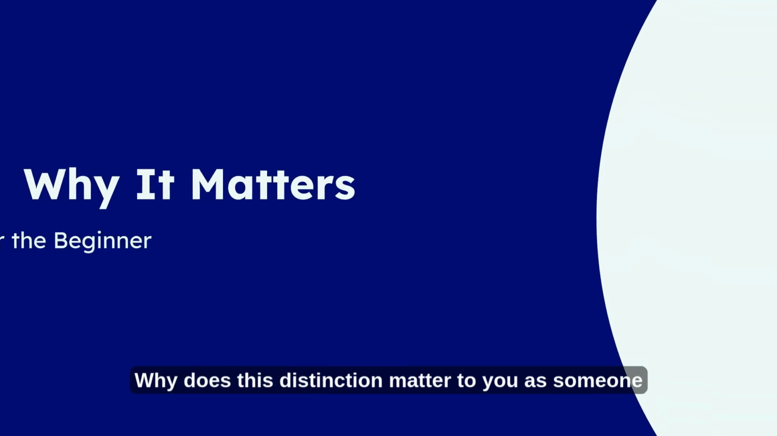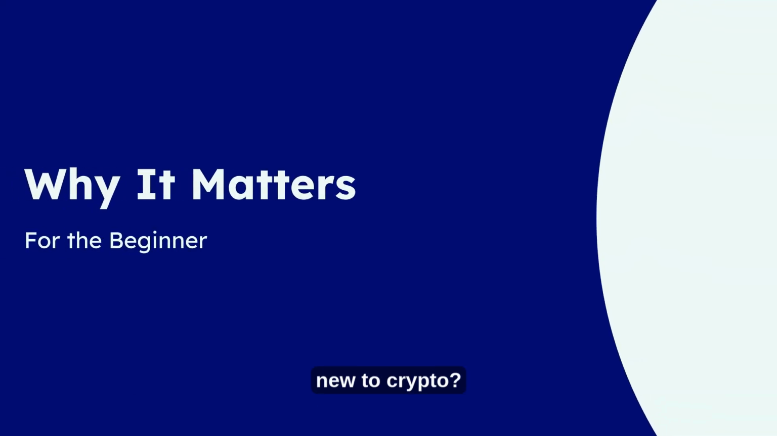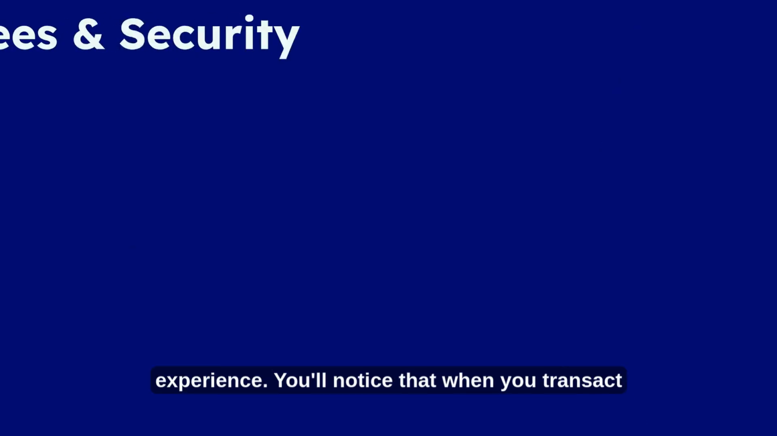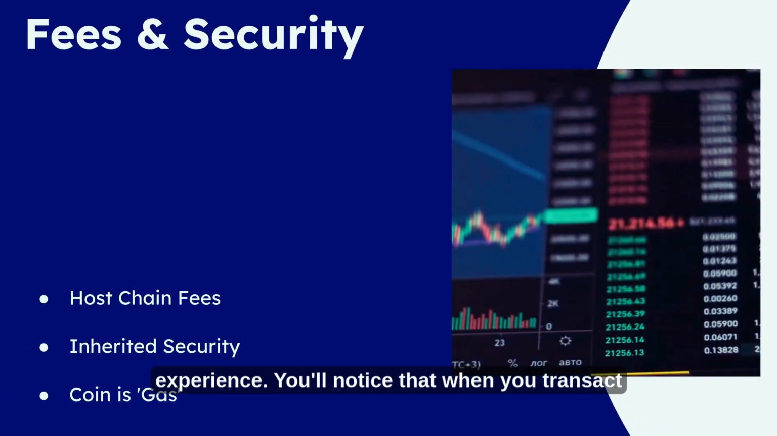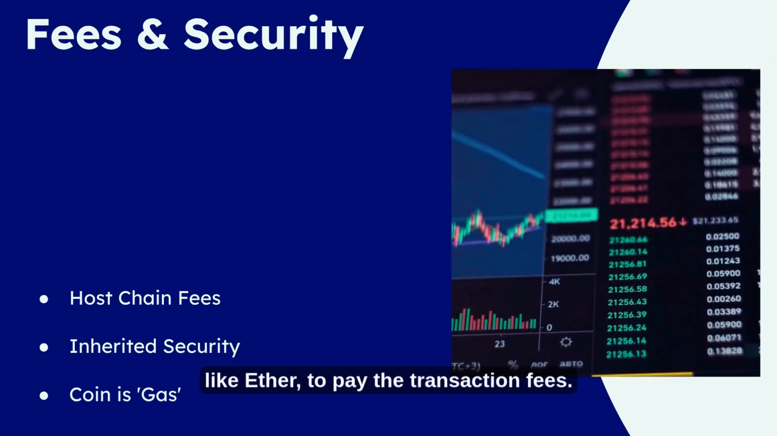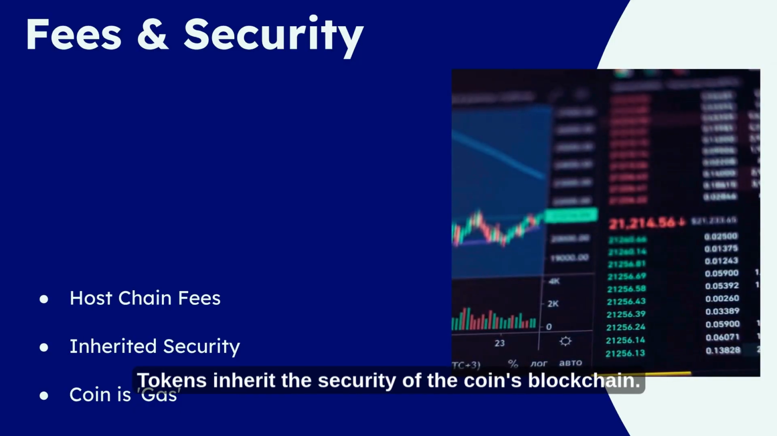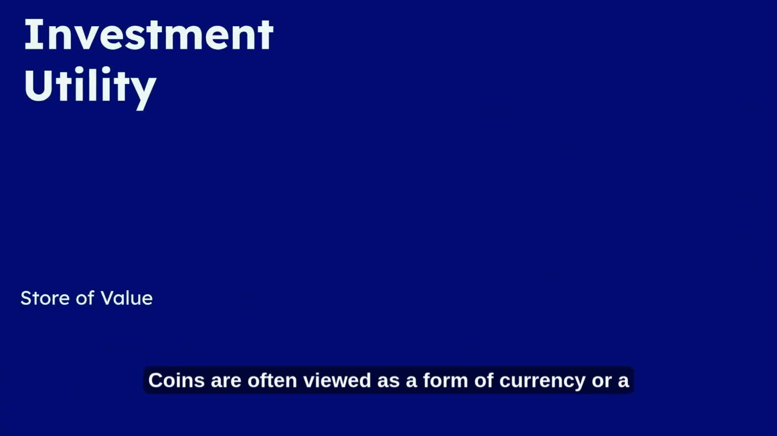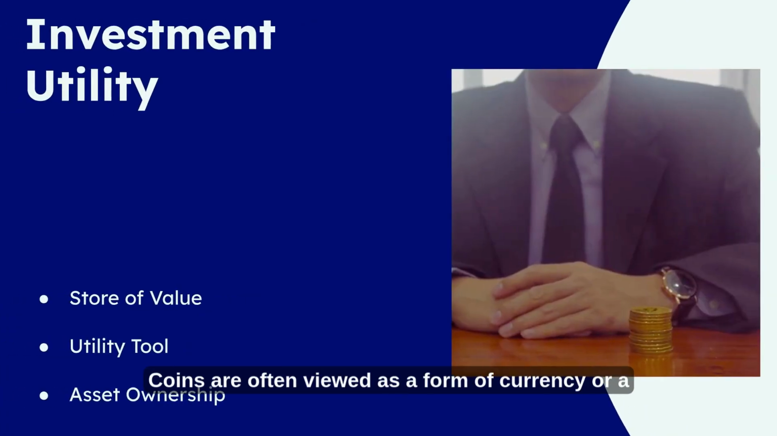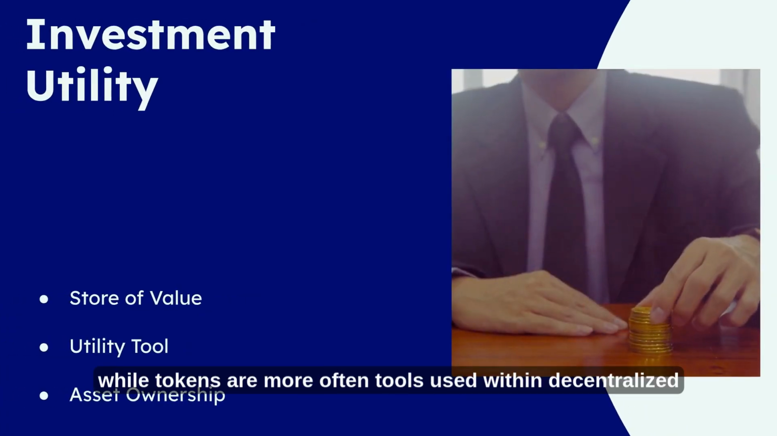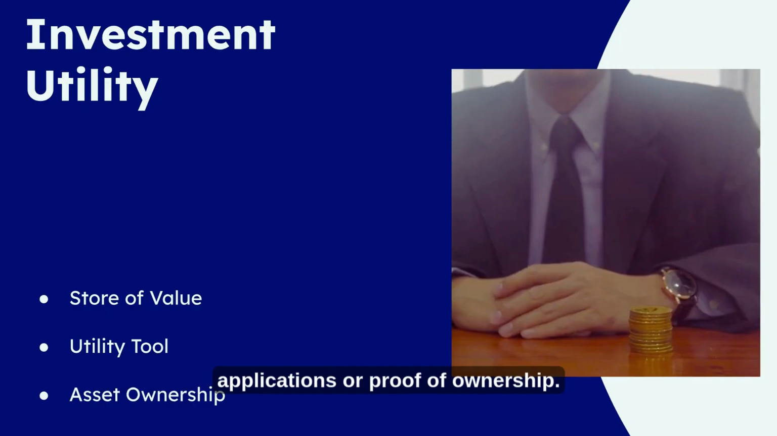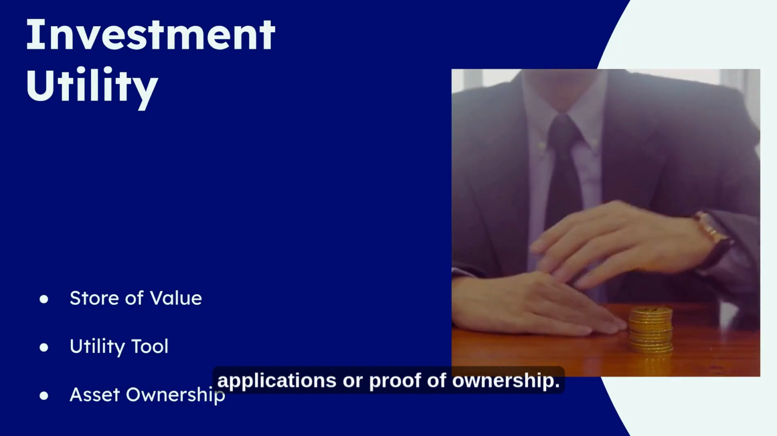Why does this distinction matter to you as someone new to crypto? It impacts several key areas of your experience. You'll notice that when you transact with a token, you usually need the host coin, like Ether, to pay the transaction fees. Tokens inherit the security of the coin's blockchain. Coins are often viewed as a form of currency or a store of value, while tokens are more often tools used within decentralized applications or proof of ownership.